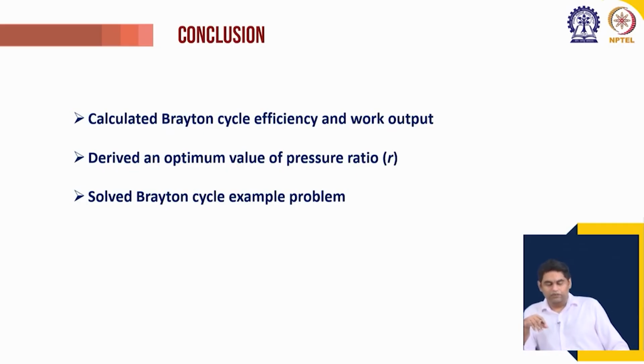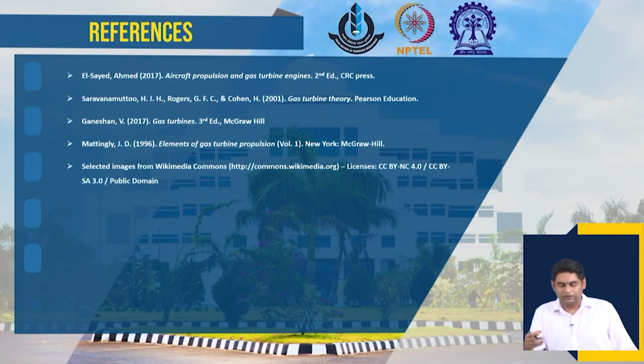With this we will quickly summarize what we have done in today's class. We have learned the Brayton cycle efficiency and work output, what the expressions for these are, derived an optimum value of the pressure ratio, and then finally, we have solved a numerical problem for the Brayton cycle and tried to understand the calculation procedure as well as the numerical values involved in this type of calculation.